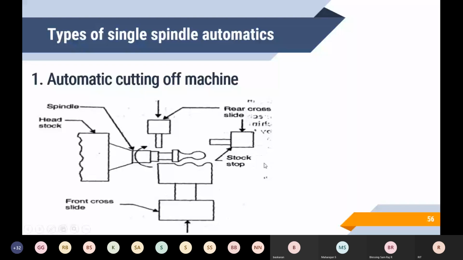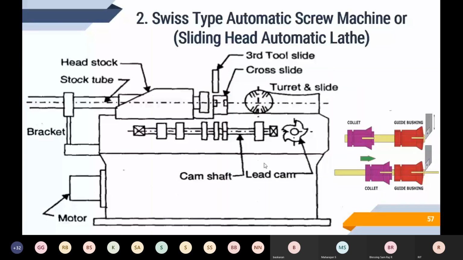Swiss type automatic screw machines and sliding head automatic lathes are similar, and that is most important. Sometimes they may ask about the sliding head automatic lathe. This type of automatic lathe is suitable for small, long and slender parts such as parts of a wristwatch. The headstock carrying the bar stock moves front and back for the feed movement in the longitudinal direction. You see that? It's called a sliding head automatic lathe. That's why it's called sliding head automatic.